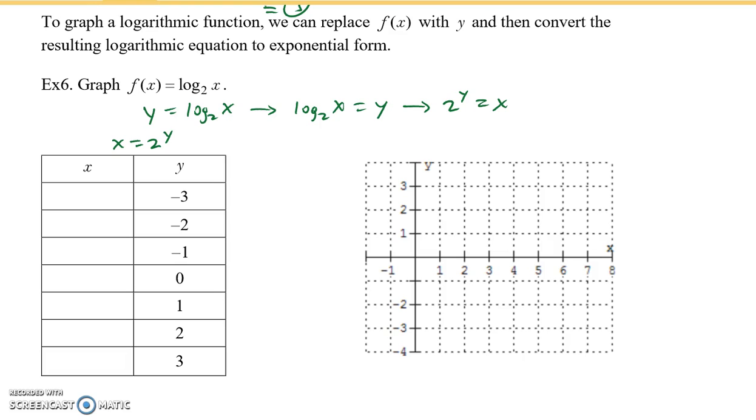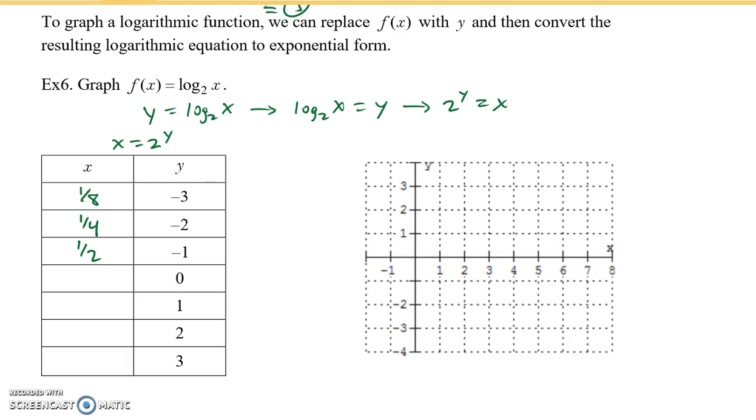So to compute the x value for y equal to negative 3, it would be 2 to the negative 3 power. That would be 1/8. For y equal to negative 2, the x would be 2 to the negative 2. That would be 1/4. For negative 1, it would be 2 to the negative 1. That would be x equals 1/2.